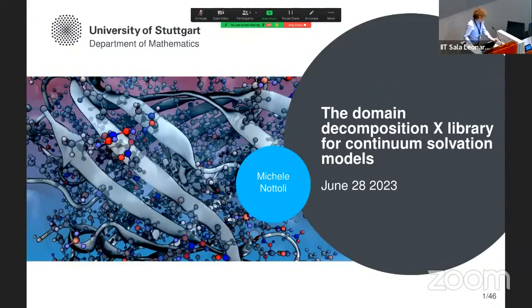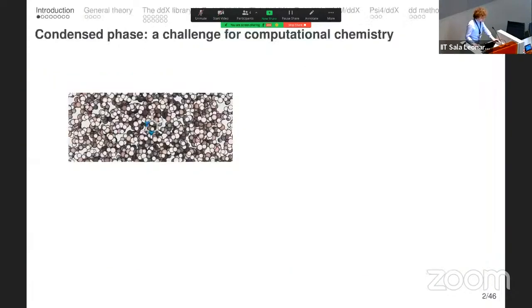Thanks for the introduction, and thanks for organizing. This session was really great with all these ideas about Poisson-Boltzmann solvers. And I will bring some information about yet another Poisson-Boltzmann solver that we have developed as a collaboration between chemists and mathematicians, which is collected in this domain decomposition library for continuum solvation models.